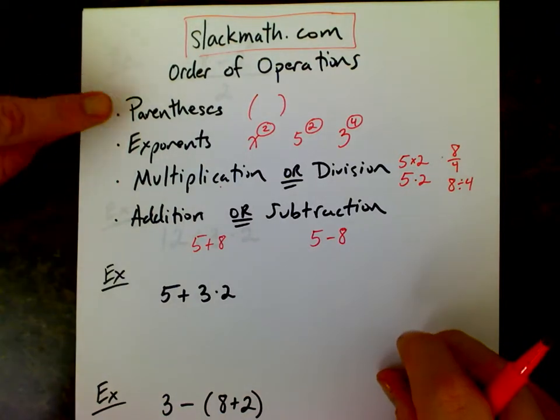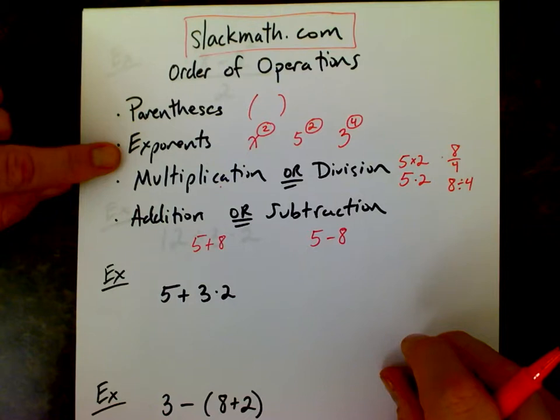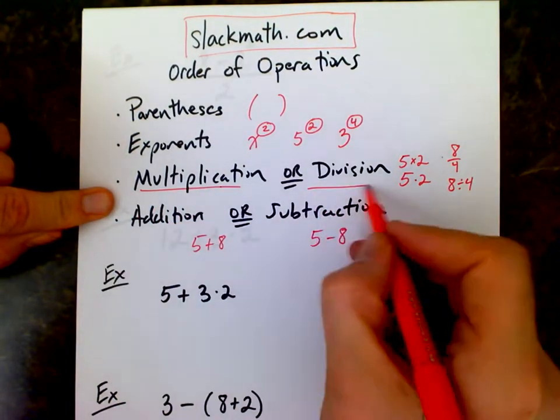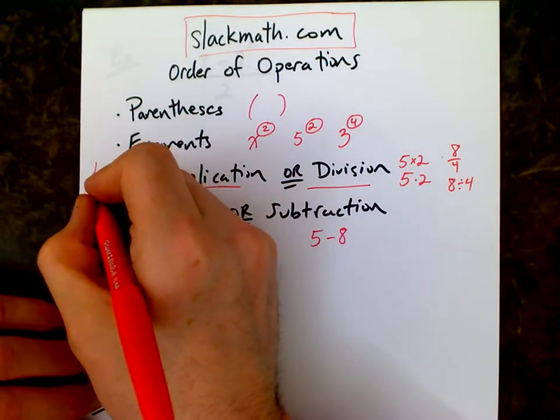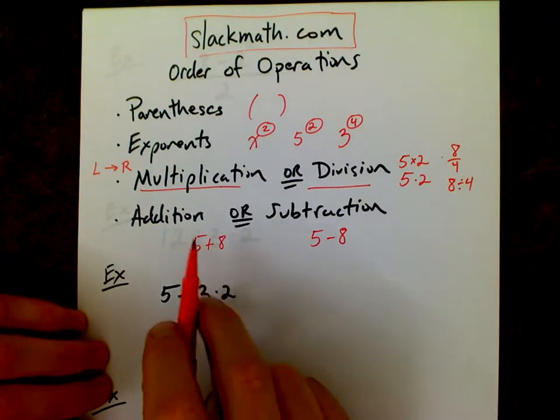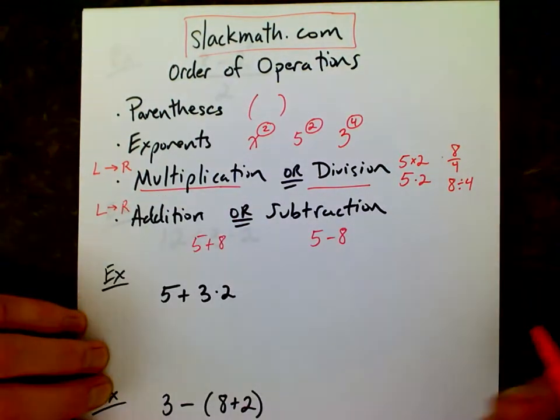So this order is you want to do parentheses, operations involving parentheses first, then you're going to look for exponents, then multiplication or division. Whatever comes first, looking from left to right, and we'll take a look at an example like that. And the same thing with addition or subtraction, left to right.